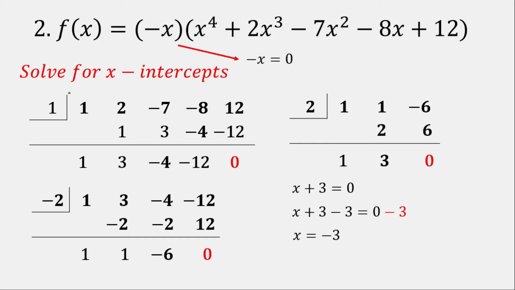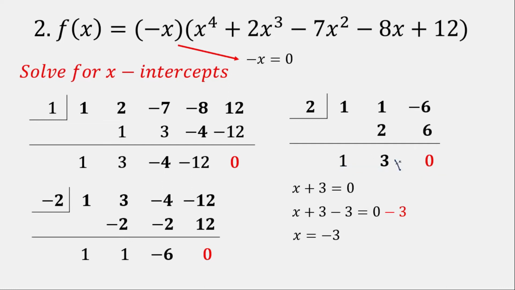I try negative 1, and it gives me 0. Then I use the remaining numbers and try another number again. I try negative 2 and I get 0. After that, I use the remaining number and try another number again, 2, and I get 0. Then it gives me x and 3.